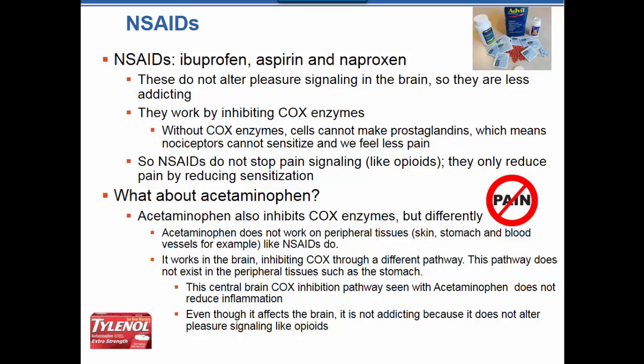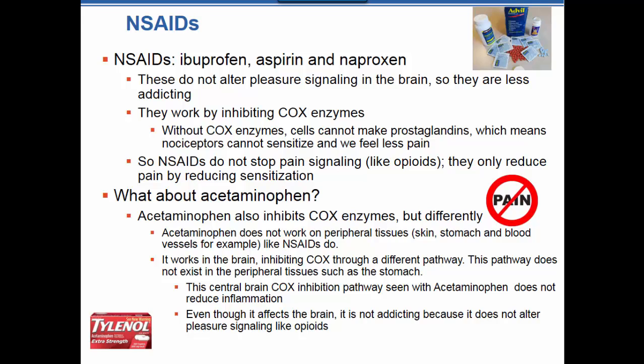Anything can be addicting. However, if a substance doesn't alter the pleasure signaling in the brain, the level of addiction is highly reduced. The NSAIDs work by inhibiting those COX enzymes that I mentioned. If you remember back to when I was talking about sensitization, the prostaglandins were the chemicals that caused the nociceptors to become more sensitive. If NSAIDs inhibit the COX enzyme, then the damaged cells no longer produce prostaglandins, and without the prostaglandins, we get less pain sensitization. So NSAIDs do not stop pain signaling. They just reduce pain by reducing sensitization.